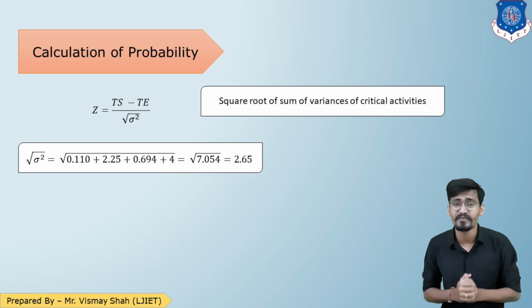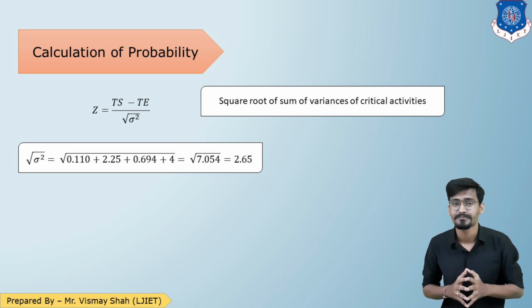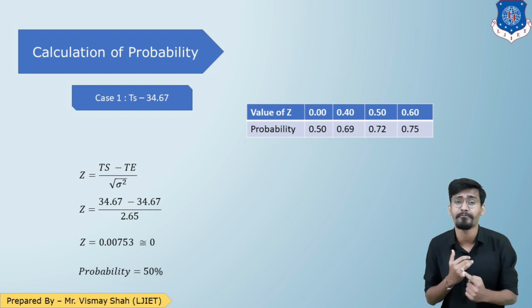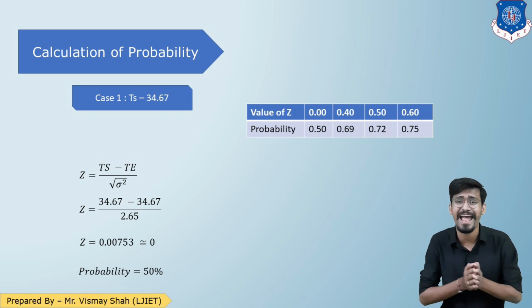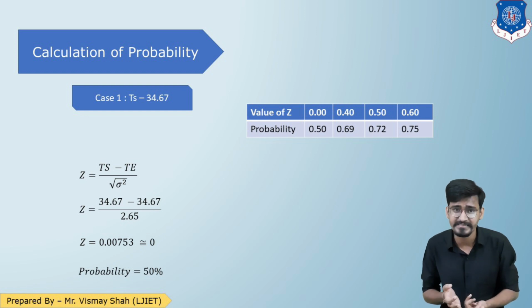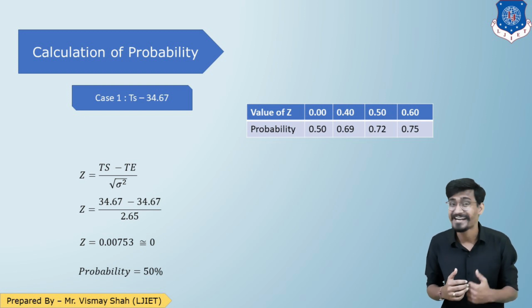Now let us calculate the probability case by case. So let us consider the first scheduled time, that is 34.67 days. So here is our case 1 where the scheduled time TS is given to us as 34.67. We know the formula that Z equals TS minus TE upon under root sigma square. So TS 34.67, TE 34.67, divided by 2.65. So 0 divided by 2.65. So that is 0.